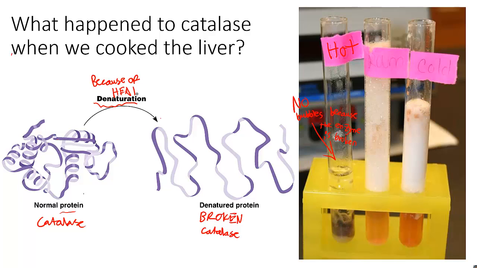We had heat and we denatured that enzyme. We break it up and separate it out, and it can't work anymore. So we have no bubbles. This is the normal one, right? And it makes a lot of bubbles. If we cool the enzyme down, it just goes slower. It just goes slower, but it still works.